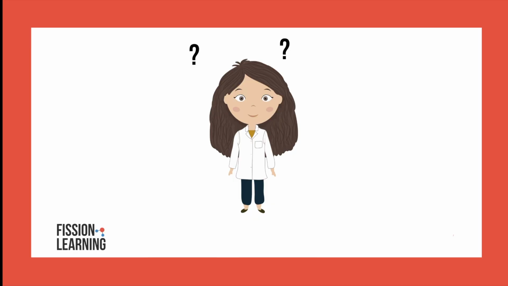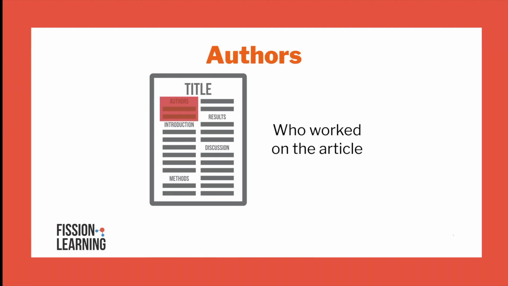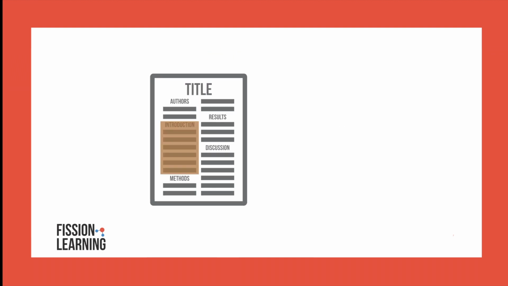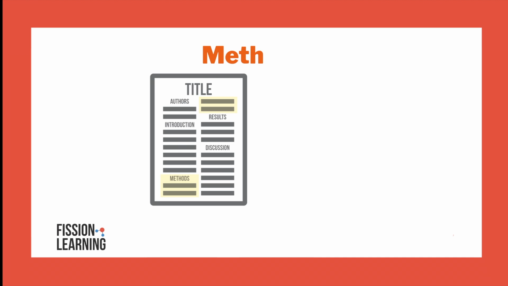Before we get started with the activity, let's go over what each section of a scientific paper contains. First up, we have the title, and that's the main purpose of the project. Second up, we have the authors, so that's who worked on the project and who contributed. Up next is the introduction, and that's where they explain the broader scope of the experiment and why they're doing it. Fourth is methods, and that's how they did the experiment.